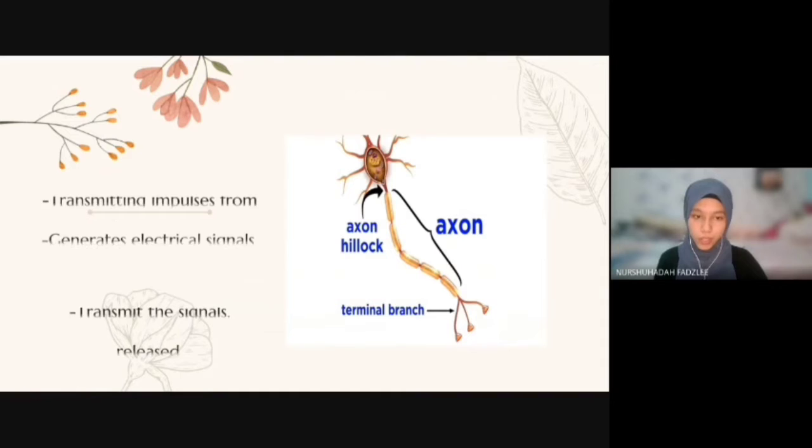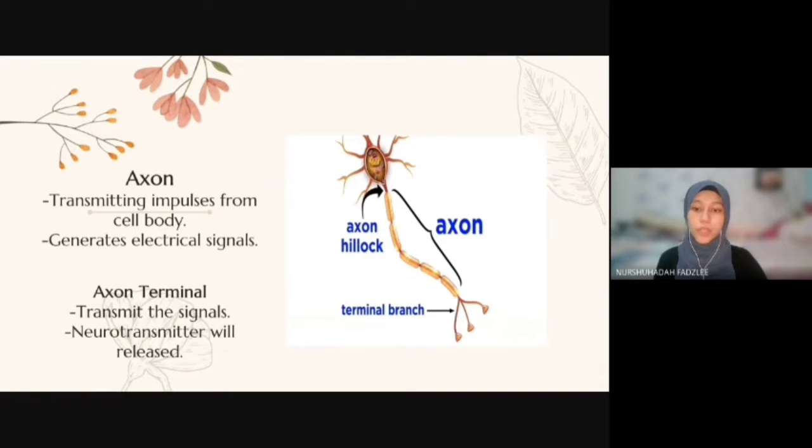This is the axon. Axon will transmit impulse from cell body and it will generate electrical signals to another neurons or an effector organ. Starting from axon hillock to axon terminal. Axon terminal will transmit the signals and it will release neurotransmitter.